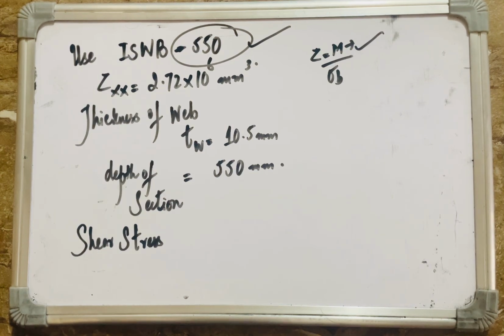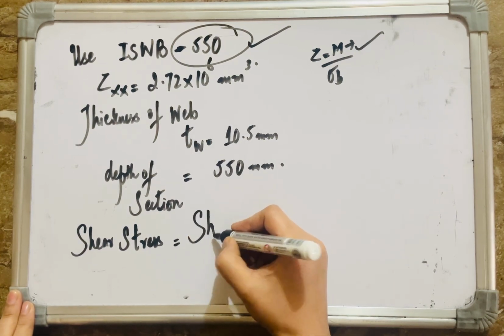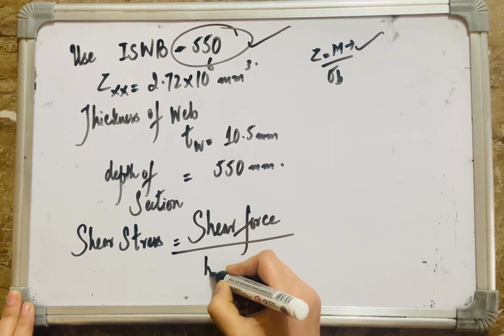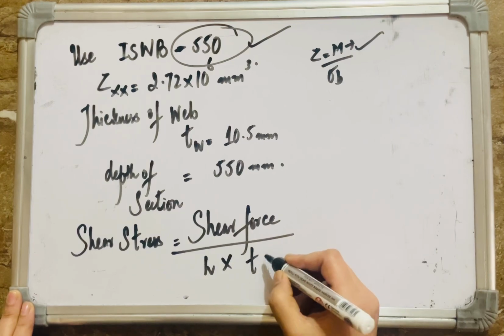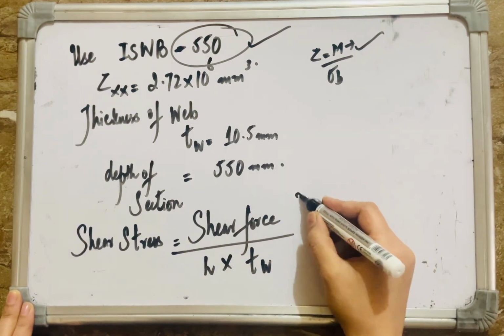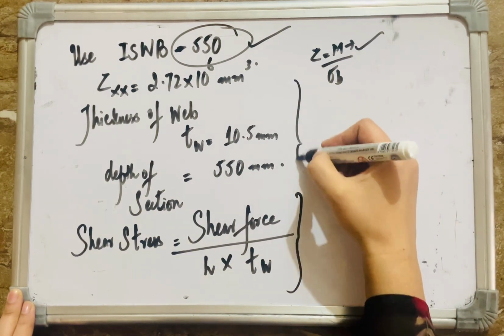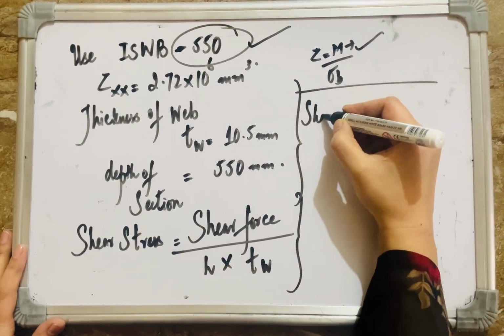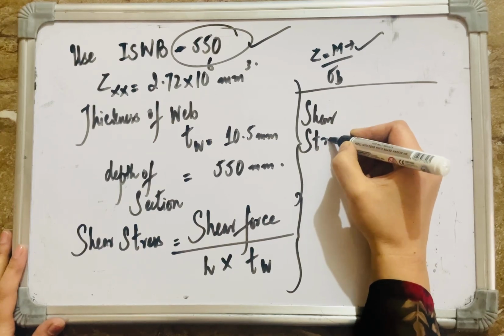But let's check. How about the shear forces? For that, we have to check the shear stresses. The shear stress is given by shear force divided by H, the depth of section, multiplied by the thickness of the web. All right, let me write it over here. Shear stress is given by shear force.